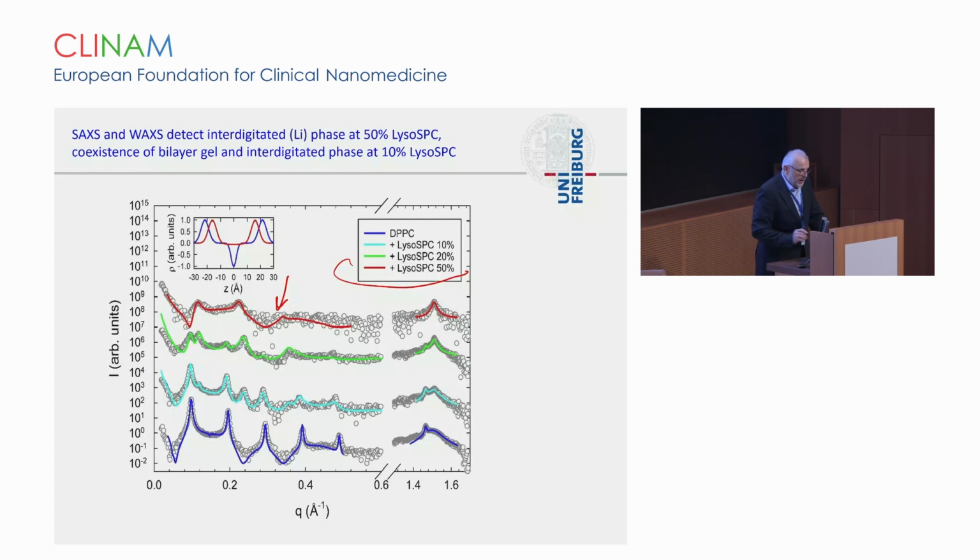So we see an interdigitated phase where actually the thickness of the membrane is considerably smaller, and you don't have any methyl region in the middle, as compared to the blue one, which is for the DPPC, where you have a thicker membrane with this dip in the middle in electron density. But the crucial thing is now, if you look at this with 10% lysolipid, we see a superposition of the peaks of the reflexes we have for the interdigitated phase and we have for the bilayer gel. So at 10%, we see a coexistence of interdigitated domains in a bilayer of gel phase.